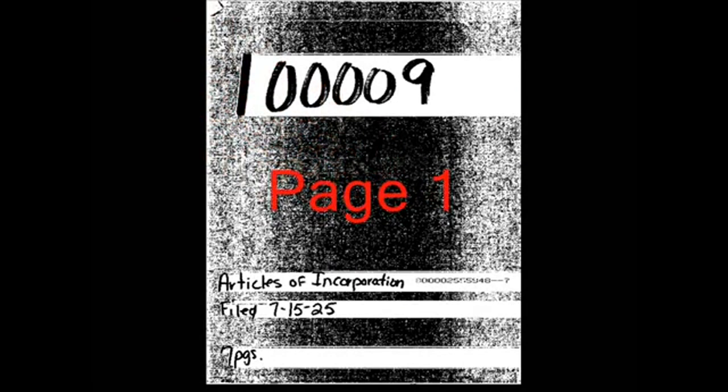Page 1, Articles of Incorporation, filed 7/15/25, 7 pages. Page 2, Certificate of Incorporation of United States Corporation Company, filed in Office Secretary of State of the State of Florida this 15 day of July A.D. 1925, signed by H. Clay Crawford, Secretary of State. United States Corporation Company, Dover, Chicago, Albany, St. Louis, Jersey City, Philadelphia, Los Angeles. International Corporation Company, Rue de la Paix, Paris. Executive Office, 65 Cedar Street, New York City.